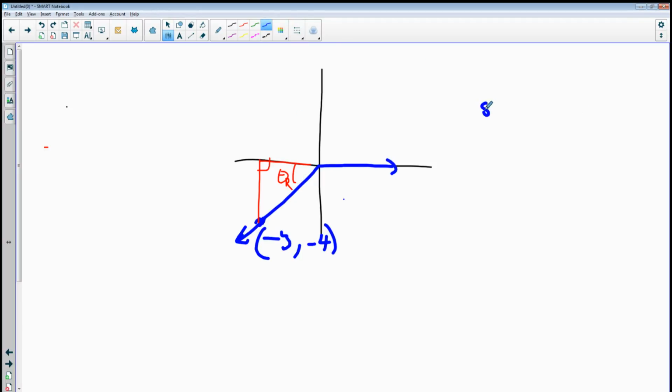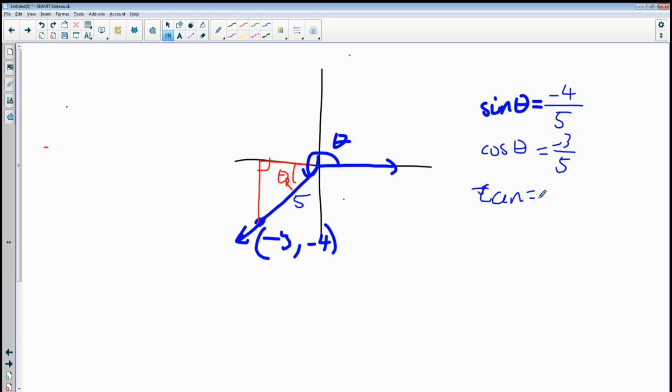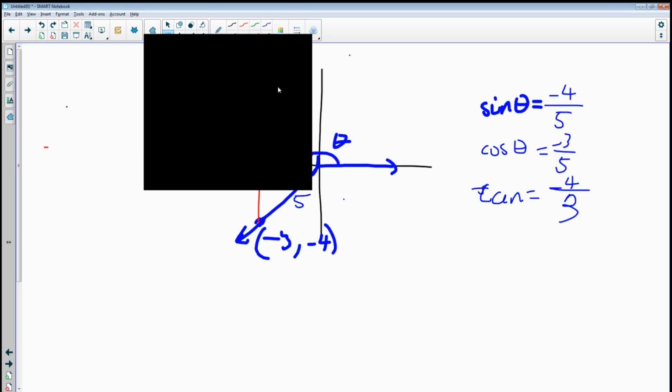We know that the sine of the angle itself, this is the angle, is -4 over whatever, 5. So the length is 5. Cos is -3 over 5. And tan is -4 over -3, which is positive 4 over 3, because the negative cancels. Then the question I asked last time was, what about the trig ratio for the reference angle?